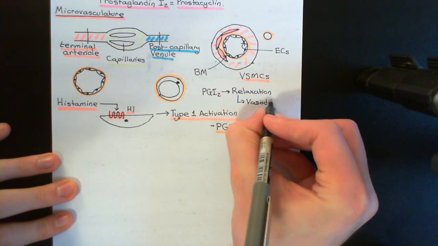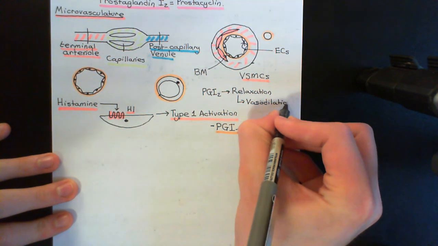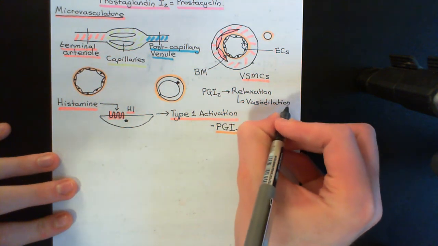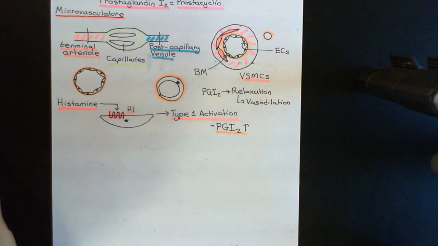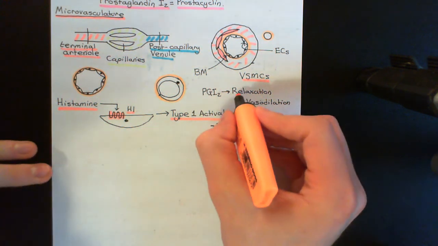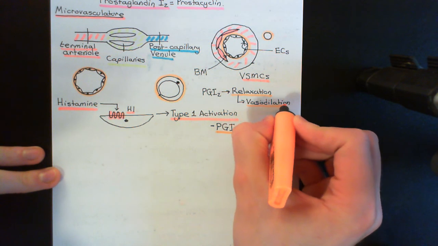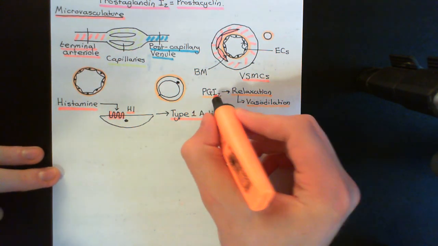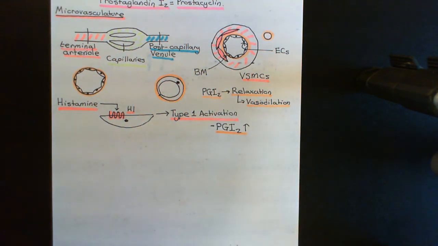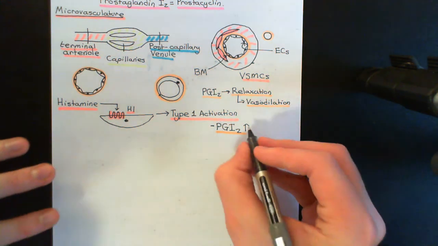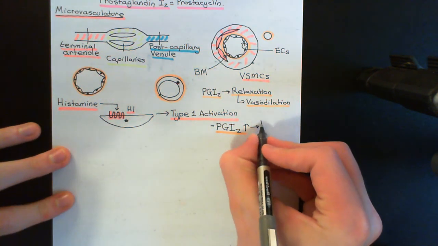So it's going to lead to vasodilation, or if you really like, vasodilatation, but vasodilation is shorter, so we'll go with that word, which therefore is going to increase the lumen size of the terminal arteriole, and therefore increase the amount of blood that's flowing through the terminal arteriole. So it's going to increase the amount of blood that is flowing through your capillary beds in the tissue, and therefore you're going to get increased blood flow to that area of tissue. So this is going to raise blood flow.